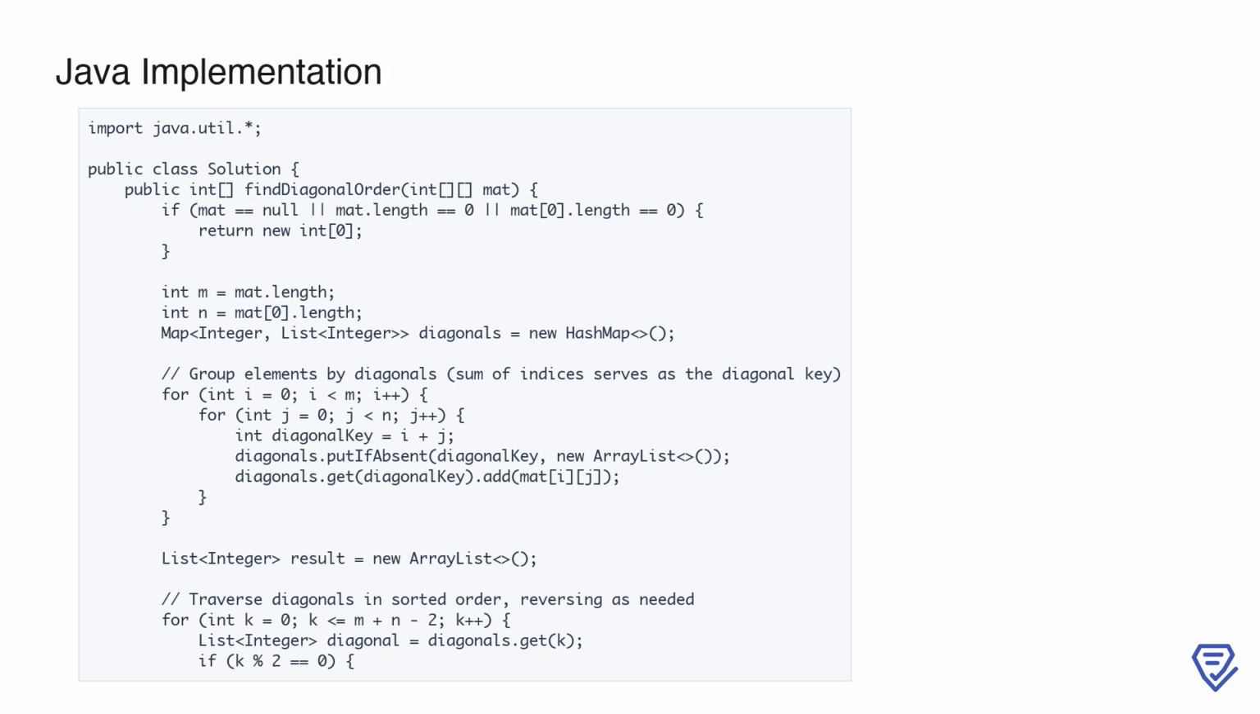We then declare a hash map to group elements by their diagonals, where the key is the sum of the row and column indices, and the value is a list of integers belonging to that diagonal. Using nested loops, we iterate through each cell of the matrix. For each element, we calculate its diagonal key as the sum of its row and column indices, ensure there's a list initialized for that key in the map, and add the element to the corresponding diagonal list. This effectively organizes all elements into their respective diagonals.